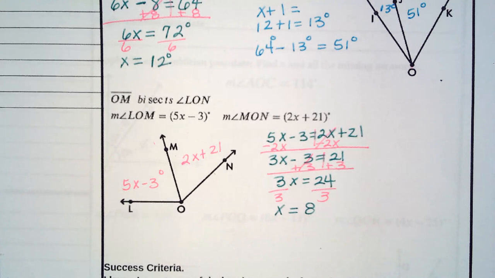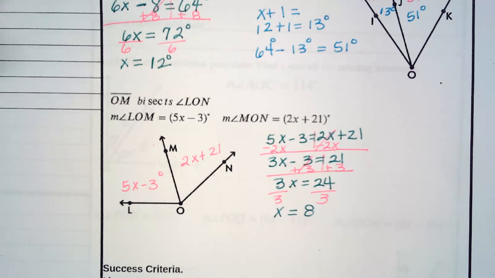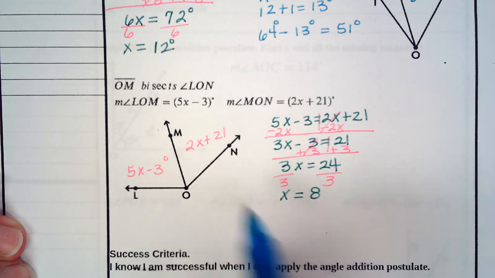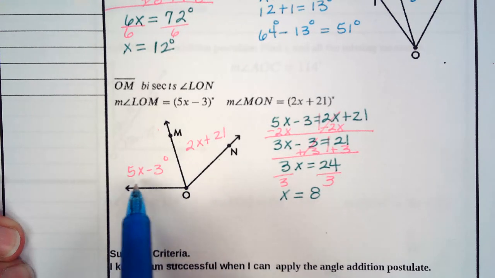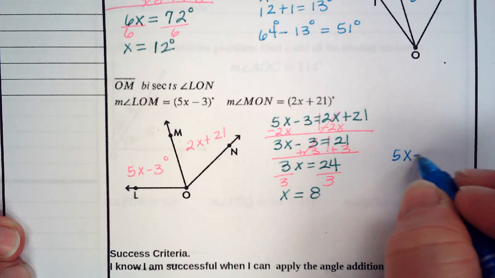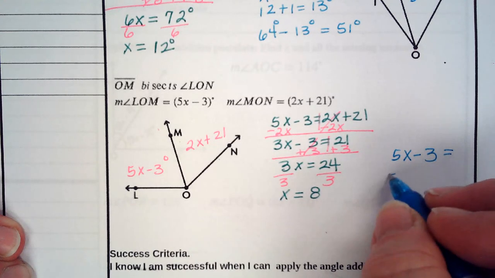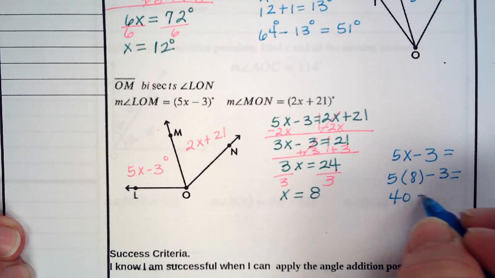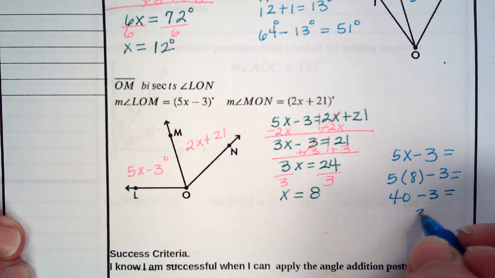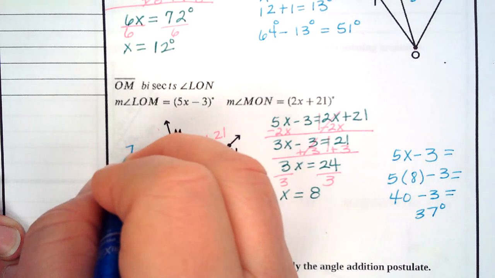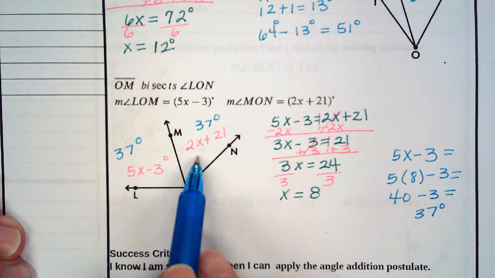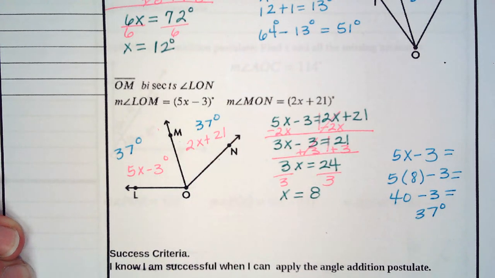Now, do we have to find both of them? No. We know that they are congruent. They are the same measure. So I just have to find one of the two. If I'm looking at this, I think I'll do the 5x minus 3. Because that is equal to 5 times 8 minus 3. 40 minus 3 will give me 37 degrees. 16 plus 21 is also 37.